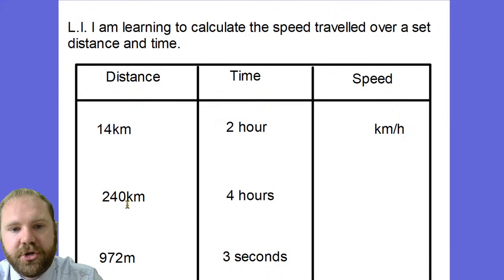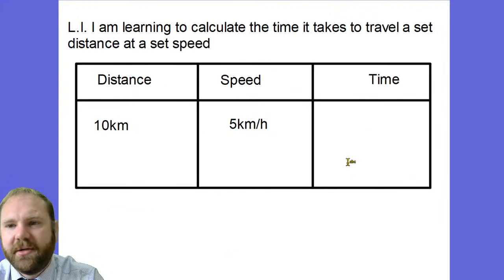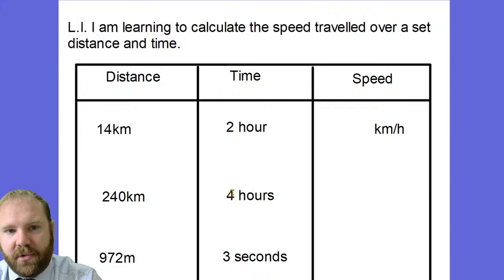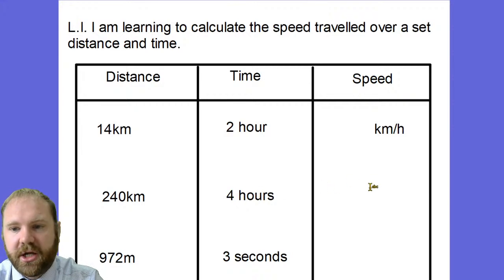We got another one going 240. Didn't I just do that one? I don't know if I did. My brain obviously works the same way when I'm planning versus when I'm doing. So 240 kilometers, and they did that in 4 hours. How fast were they going? And that's again going to be in kilometers per hour.